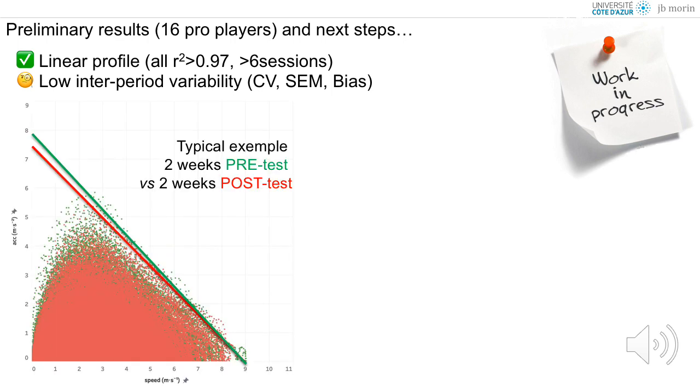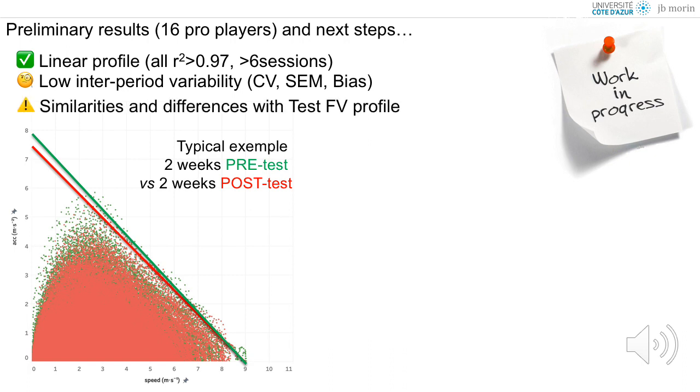And this is an example of a player 2 weeks pre-test, 2 weeks post-test. Of course, it's not the same 2 weeks of football. Maybe the sessions are different. It's not the same player physically, but overall the data are pretty close. So there are similarities and there are differences with the test FV profile. So to summarize one of the differences, we observed that the maximum acceleration is higher in football than in a linear sprint test, but on the opposite, the maximum speed is higher on the sprint test than during football sessions.